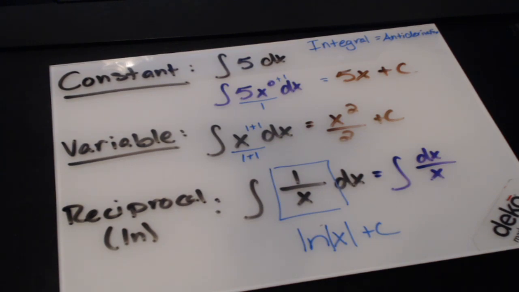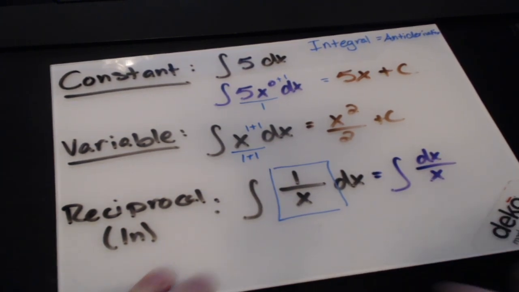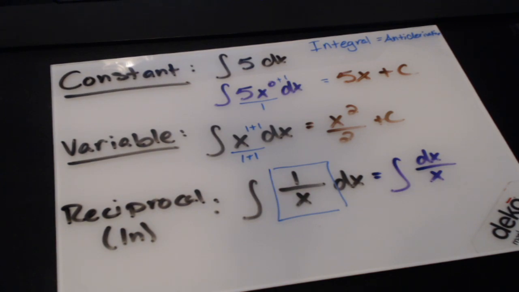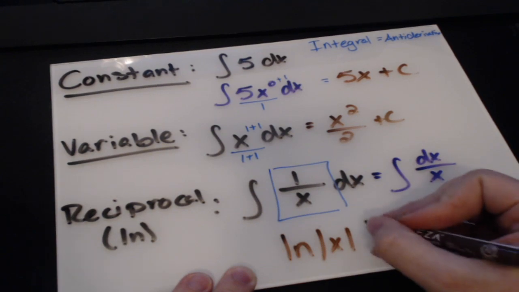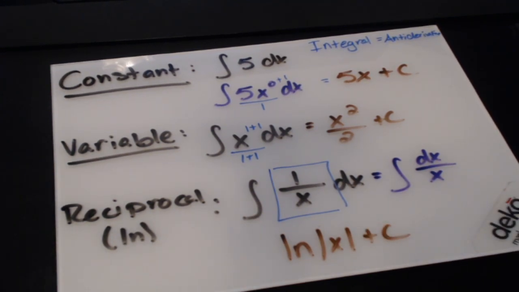Sorry that it was in a different color. Let me go back if you are color coordinating and make sure that that is the same. So we have natural log of x plus c. Okay, so those are our first three rules. We're going to go over a couple more here in a second, but I want to give you a second just to have those written down. There are a lot of rules here, and these three are very common.